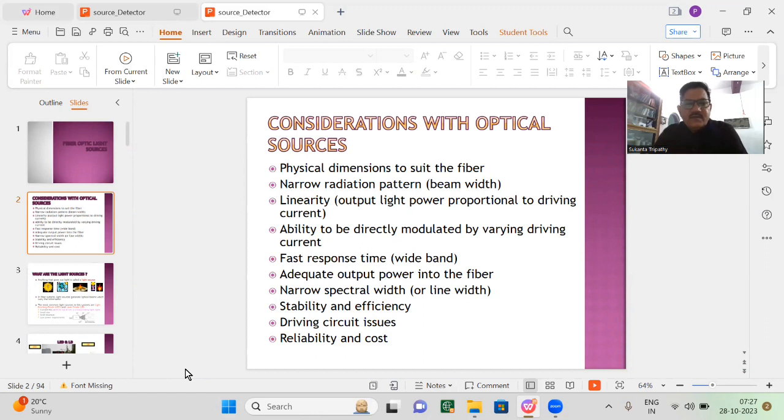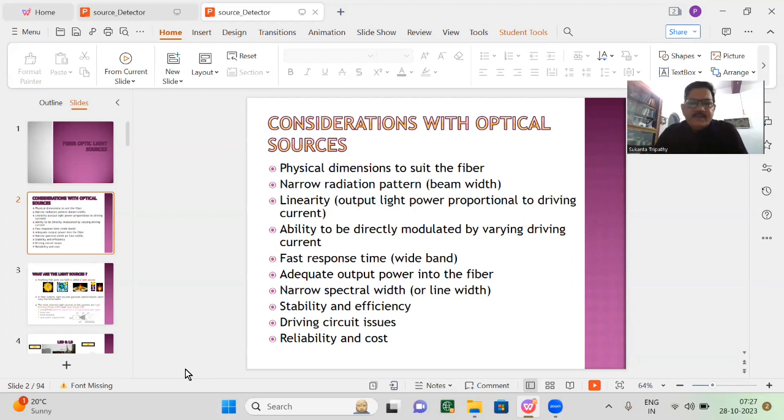The second requirement, as you can see, is the narrow radiation pattern. The narrow radiation pattern means the beam width which is produced by the source. So the beam width of the source for fiber optics should be as small as possible. Otherwise, a large fraction of power will be lost when you couple this source with the fiber.